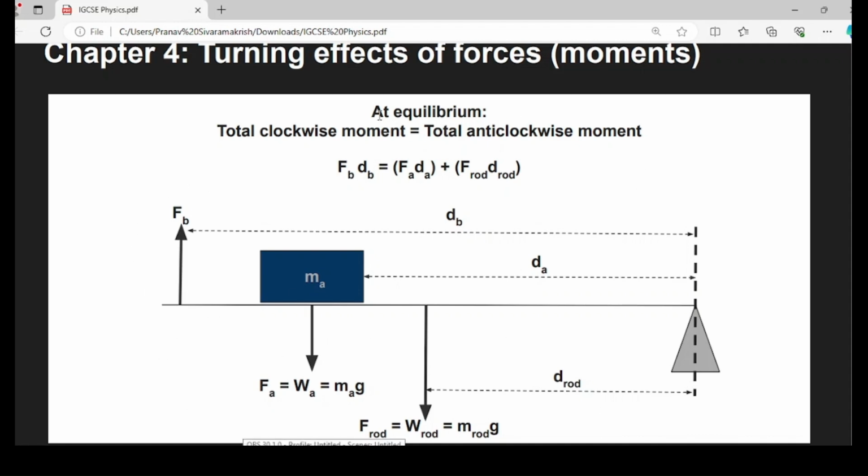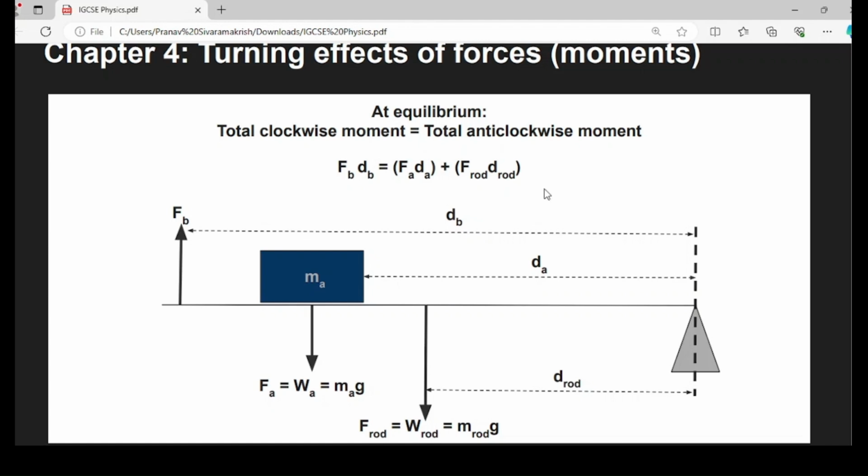And at equilibrium, so essentially I'm trying to illustrate the concept of equilibrium here, the total clockwise moment, that is the moment exerted by force F, which is also FB dB, must equal the total anti-clockwise moment, which is the moment exerted by object A and the rod, which is FA dA and F rod D rod. So at equilibrium, the total clockwise moment, FB dB, has to be equal to the total anti-clockwise moment, which is FA dA plus F rod D rod.